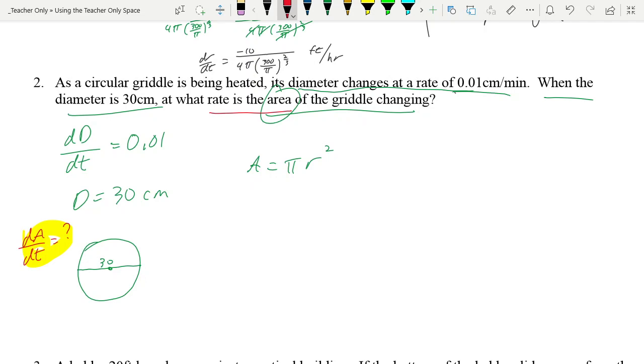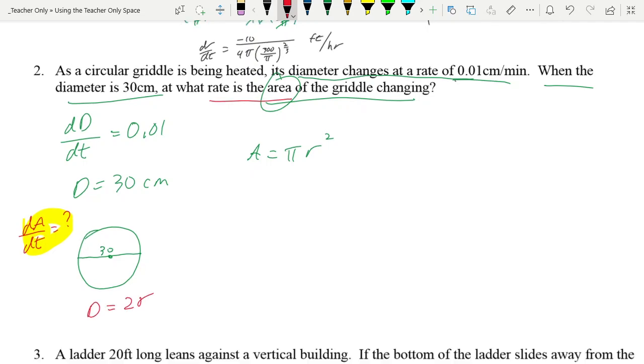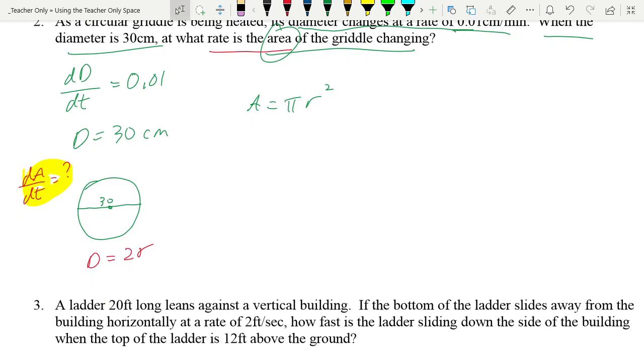I am not going to try to get fancy. I'm not going to try to get creative. I'm going to be careful. I'm just going to say, look, I know a diameter is equal to 2 radii. So I am now going to convert this into the thing that we're talking about in the problem. So I'm going to say a radius is equal to a diameter divided by 2. So therefore, area is equal to pi times diameter divided by 2 squared.